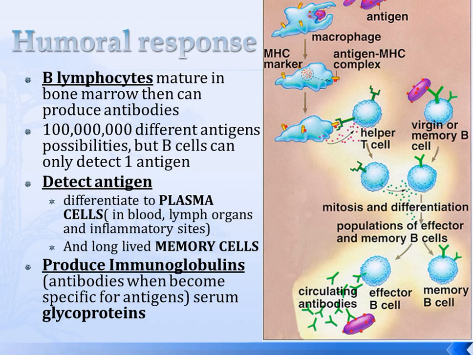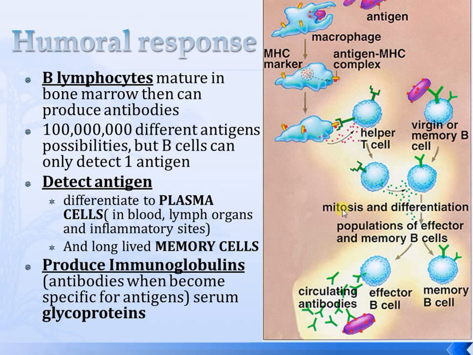Anyway, so 100 million different possible antigens. But here's the trick. One B cell can only recognize one of those antigens. So if this one B cell is cruising along, the other 99,999,999 cells, if they come by this one B cell, it doesn't matter. It doesn't recognize them, so it just moves on by. So it's very specific. It has to be specific to that one cell.